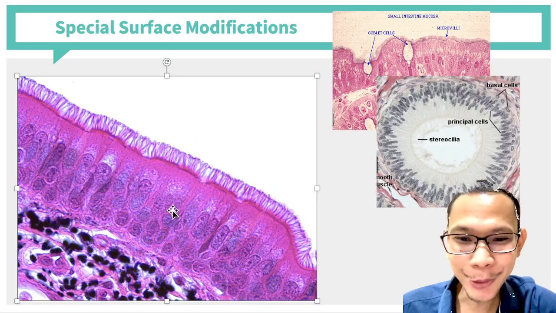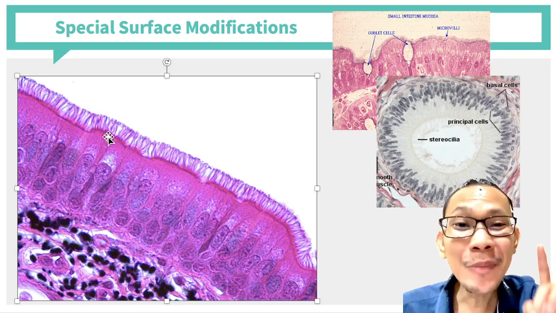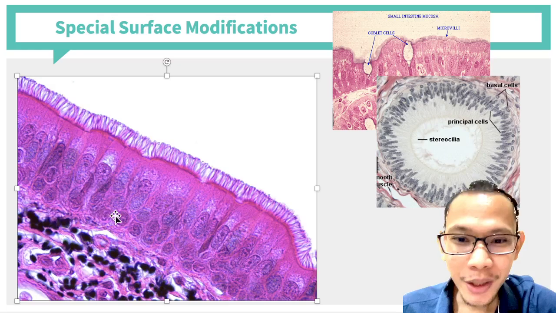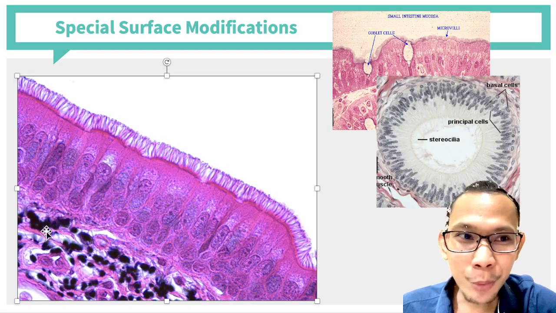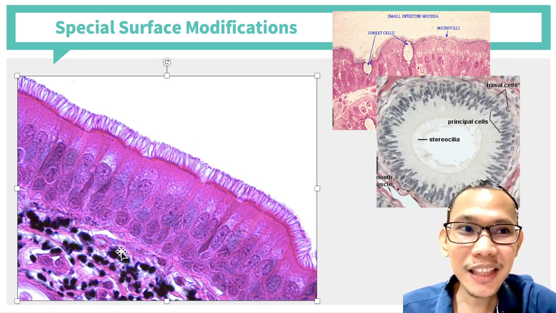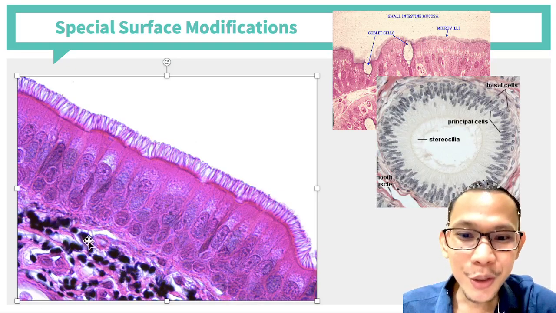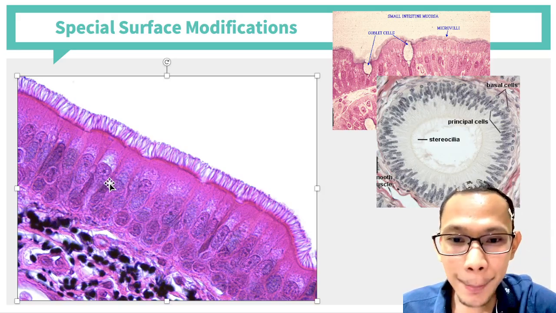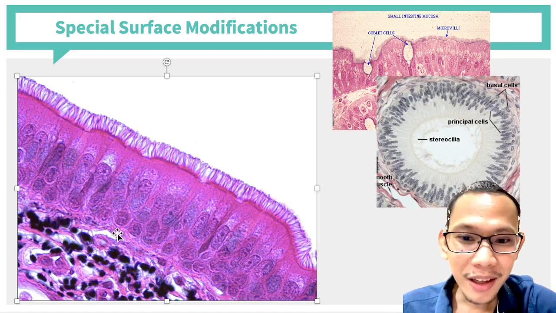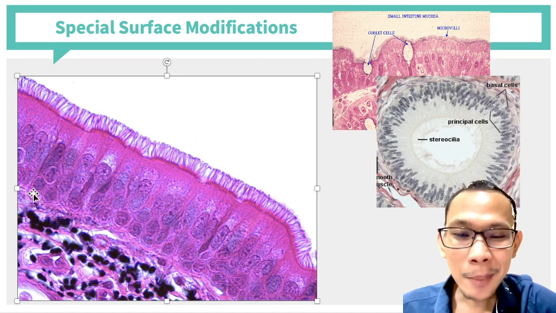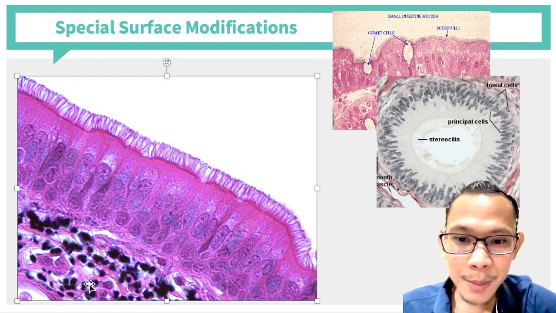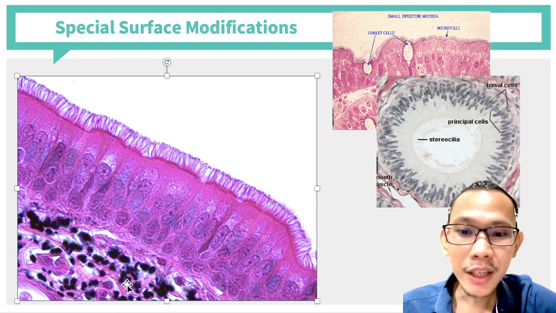Okay, let's identify first. Again, let's identify the domains. This portion here is now your epithelial tissue. Again, under the epithelial tissue, what type of tissue is it? This portion here is now your connective tissue. Very good. What separates your connective tissue from your epithelial tissue? This portion here, that's going to be your basement membrane. Very good. Basement membrane, epithelial tissue, and this portion here is your connective tissue.